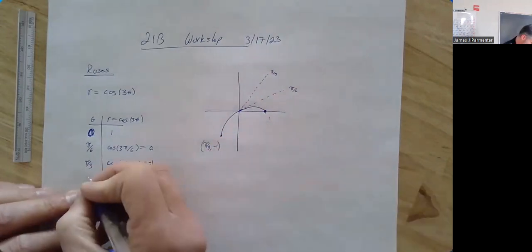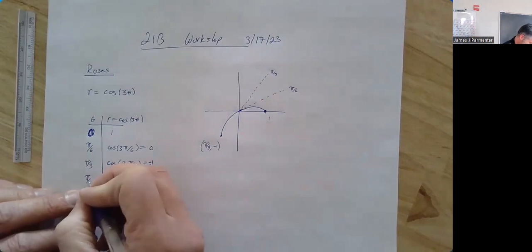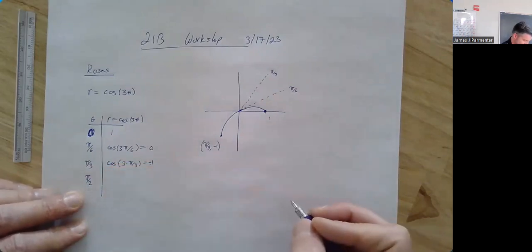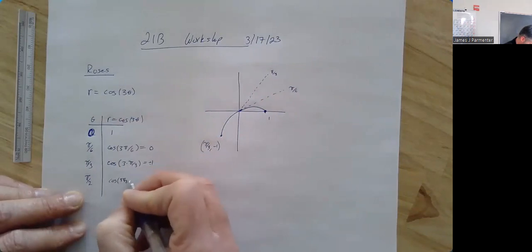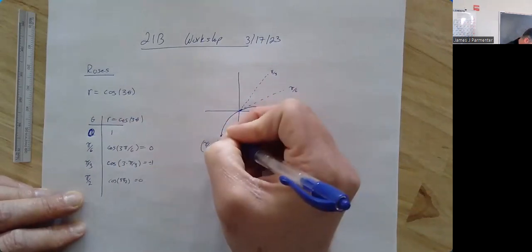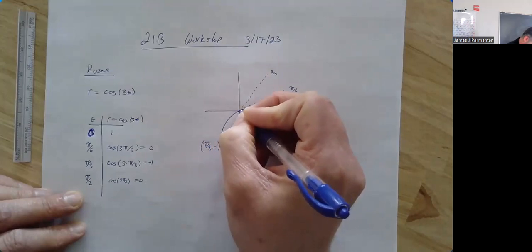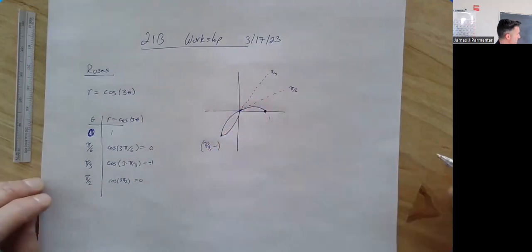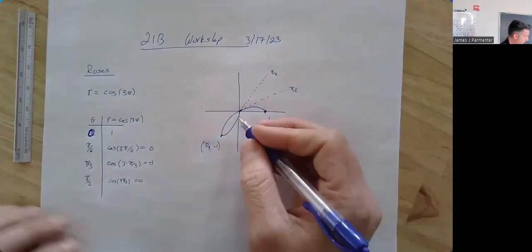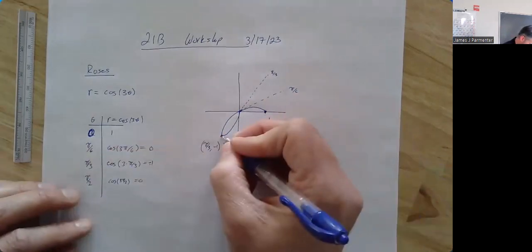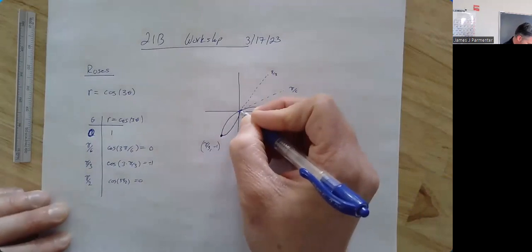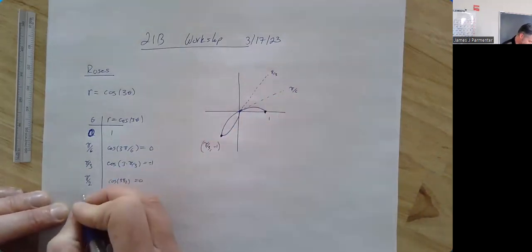And then when we go from pi over 3 to pi over 2, well, cosine of 3 pi over 2 is 0. So we're going to get back this way. And the rest of this kind of plays out the same sort of way. Every pi over 6 is going to either end up at the end of one of our petals or back at the origin. So if I go another pi over 6, that's going to get me to 4 pi over 6, which is 2 pi over 3.